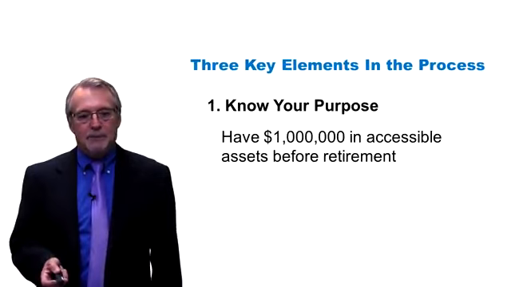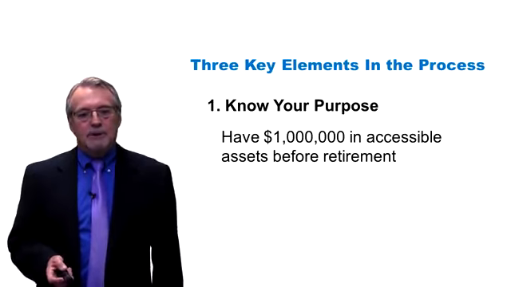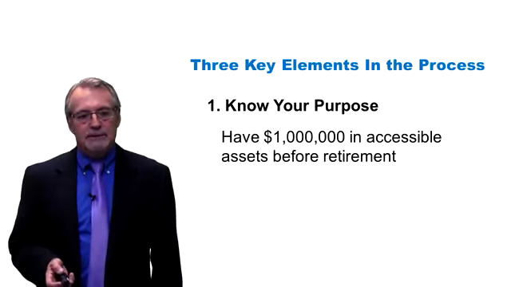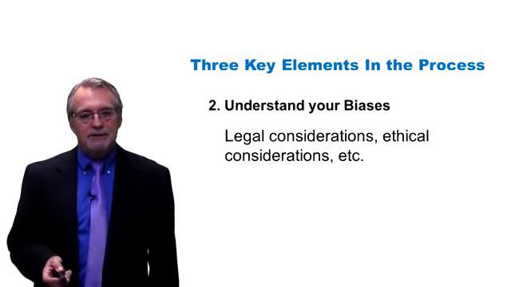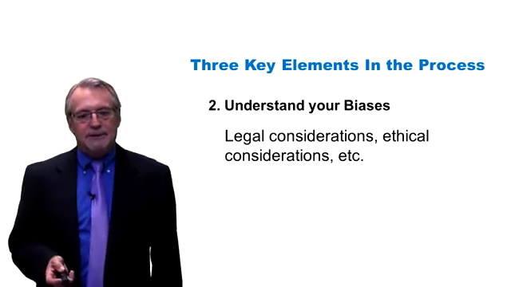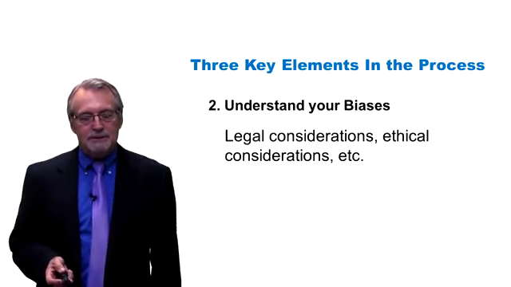Let's take a look at an example. You have a purpose. You want to have $1 million in accessible assets before you retire. And that's a number that's not all that unattainable for most people that are under 30 years old. You can probably put that money away and reach that goal. But you're going to have to do some things to make that happen. Understand your biases. Legal considerations and ethical considerations.